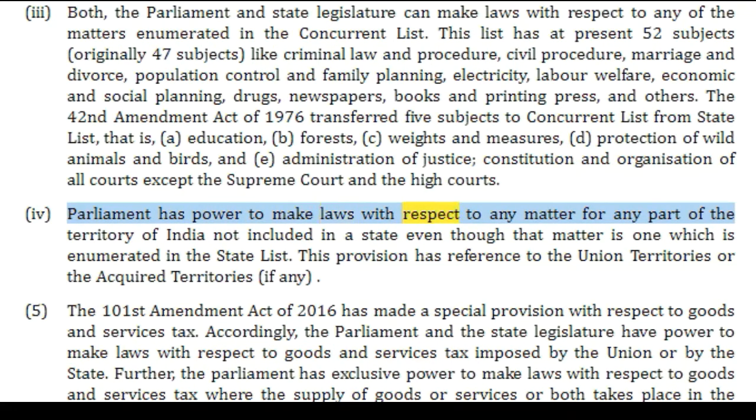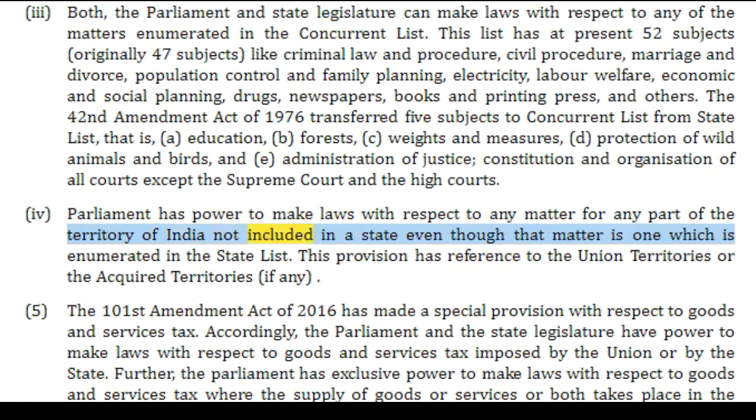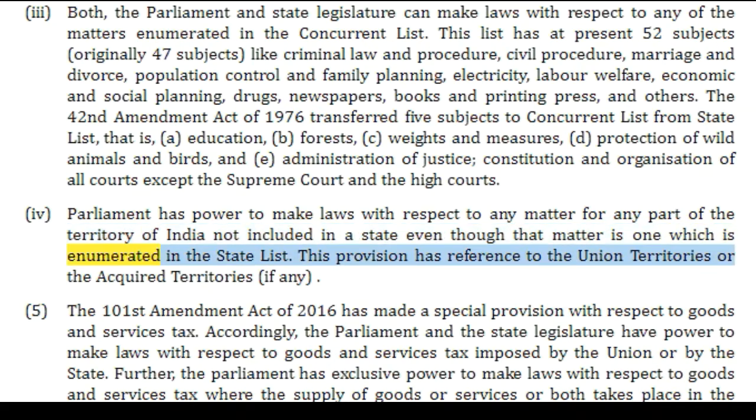4. Parliament has power to make laws with respect to any matter for any part of the territory of India not included in a state, even though that matter is one which is enumerated in the state list. This provision has reference to the Union territories or the acquired territories, if any.